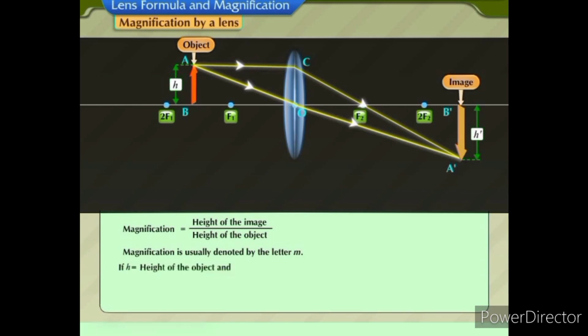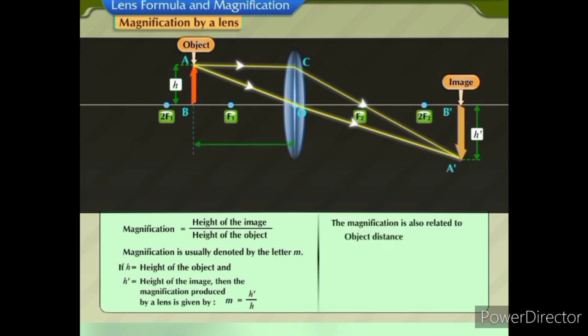If h is the height of the object and h' is the height of the image, then the magnification M produced by a lens is given by M is equal to h' divided by h. The magnification M is also related to the object distance u and image distance v. It can be expressed as M is equal to h'/h, which is equal to v/u.